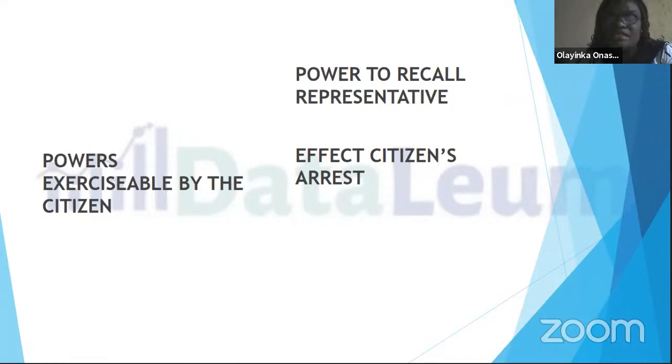So the powers of the citizen are very, very great. And that's why when it comes to elections, you're being induced, given this, given that, oh, vote for this, vote for that, which is in itself wrong. But it's because they realize that the citizens have powers that the citizens themselves don't even see that they wield. You have power to recall your representative as well. You can effect citizens' arrest, subject to you handing the suspect over to the police.